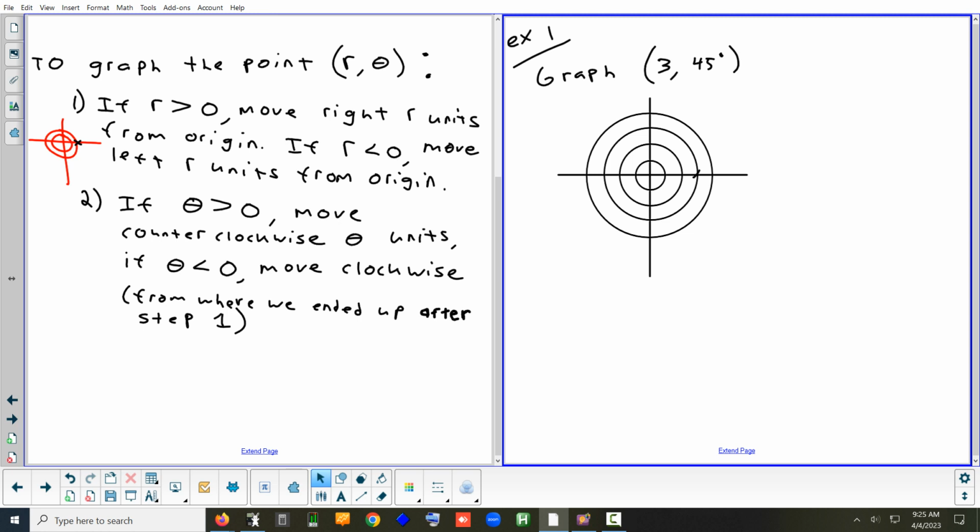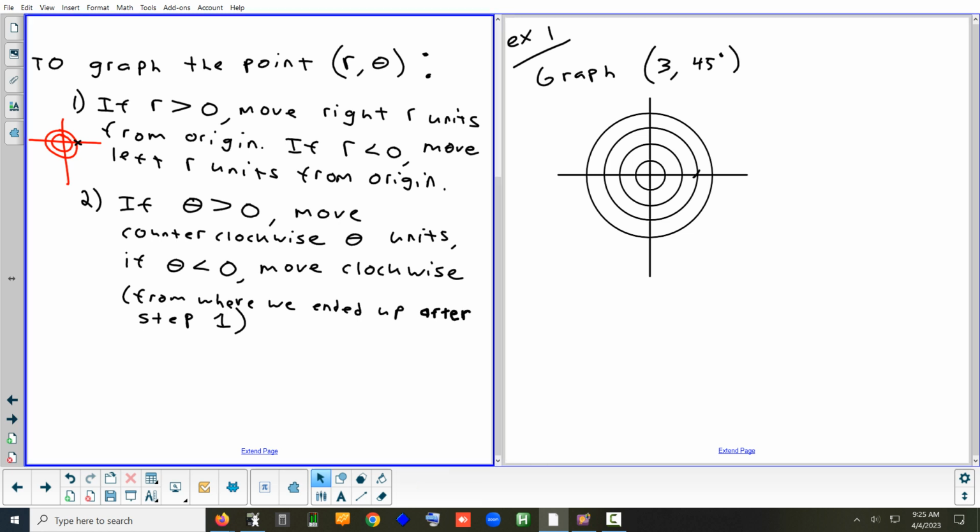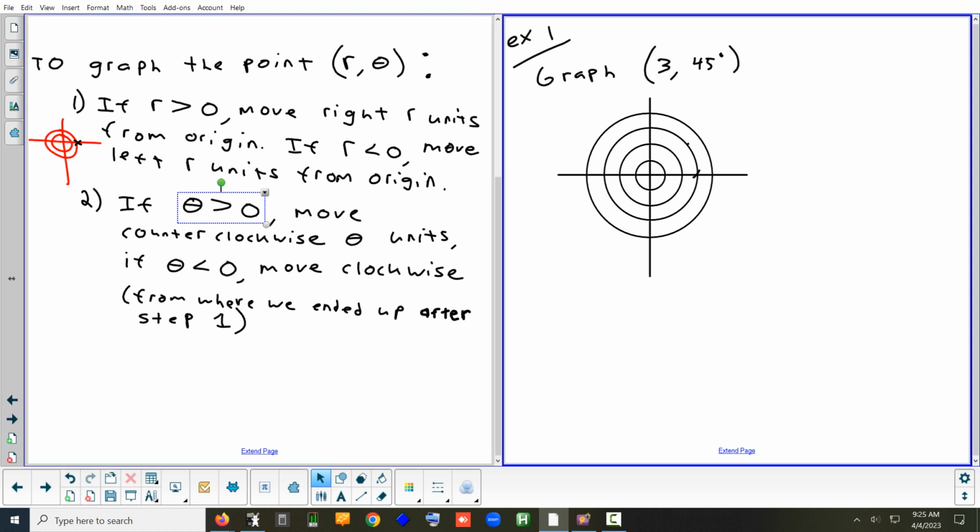Now I need to rotate how many degrees? Just the number of degrees. That's all I want to know. 45. So I need to rotate 45. And now I need to make sure I do it in the proper direction. Is it going to be clockwise 45 or counterclockwise? Counterclockwise because it's positive. So 3 to the right, and then rotate 45 degrees. And that's how you graph the point 3, 45.